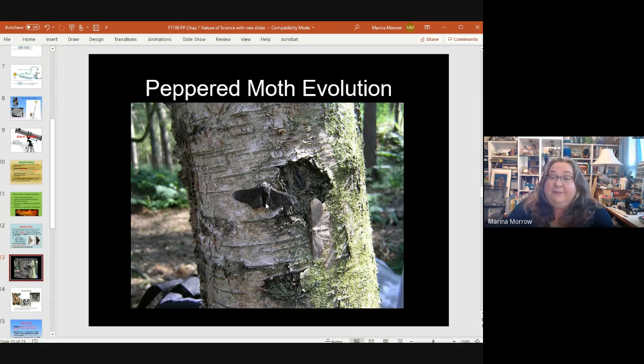So what happened with the peppered moth? Well, the black moths now were better disguised than the peppered ones. And so the number of them totally switched. Soon 95% of the moths were black, and only 5% or so were the peppered variety, because there were evolutionary forces that now made the black moth the better survivor.